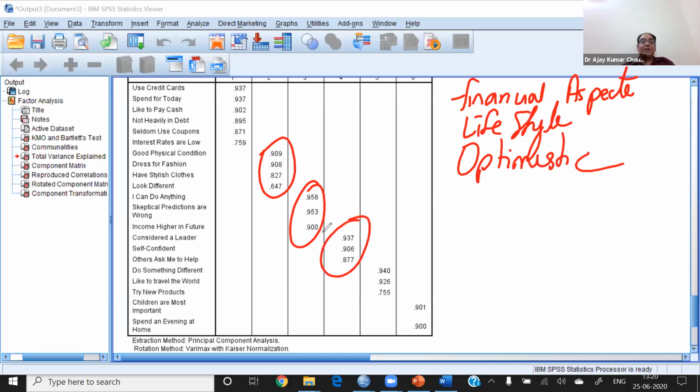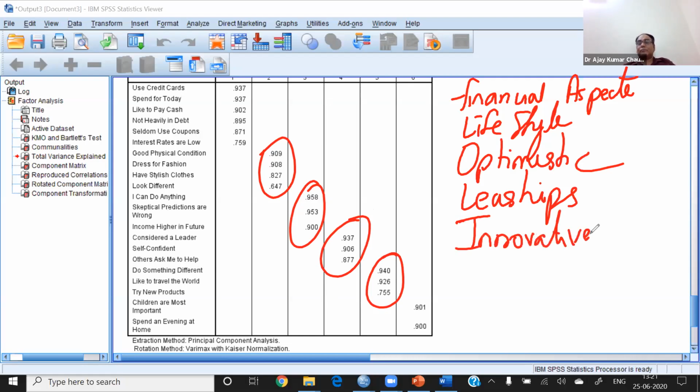And the fourth factor is consider a leader, self-confident, others ask me to help. So some leadership behavior is coming from this. Fifth factor is do something different, like to travel the world, try new product. So it is called innovativeness, some kind of innovativeness. So factor structure is fine.